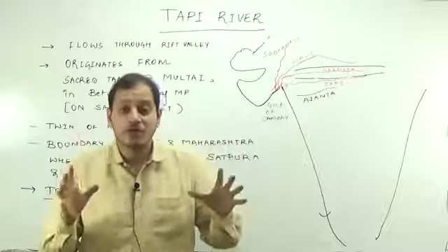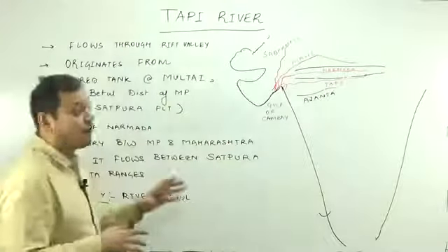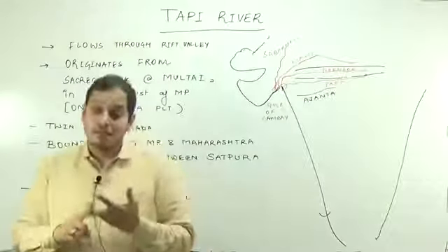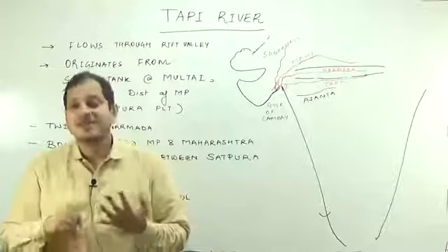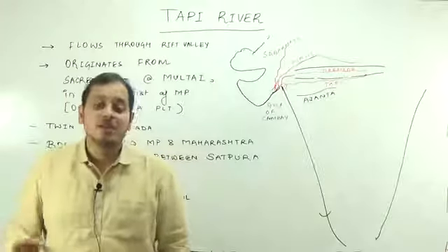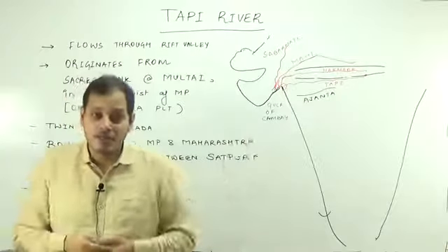So the four rivers which drain into the Gulf of Khambat or the Gulf of Cambay, you remember, are the Sabarmati, the Mahi, Narmada, and the Tapi. Regarding Narmada, we have done the Sardar Sarovar project and Indira Sagar Dam, the largest water reservoir in India.